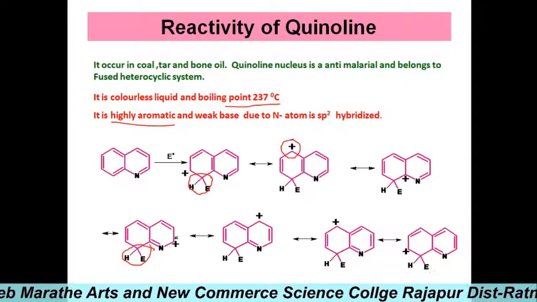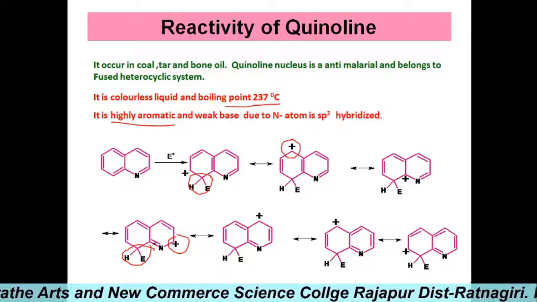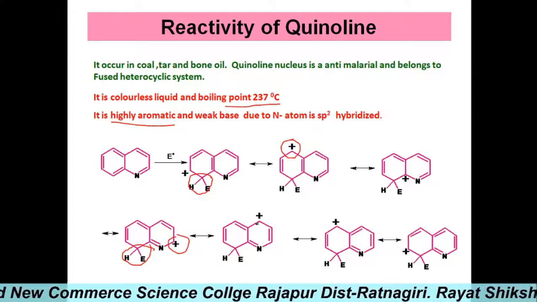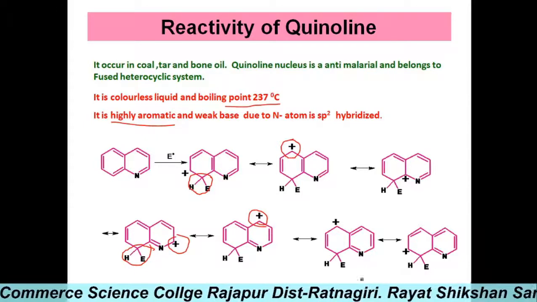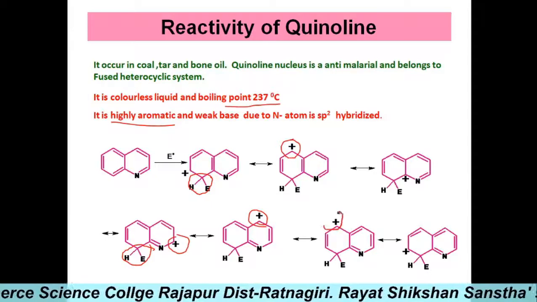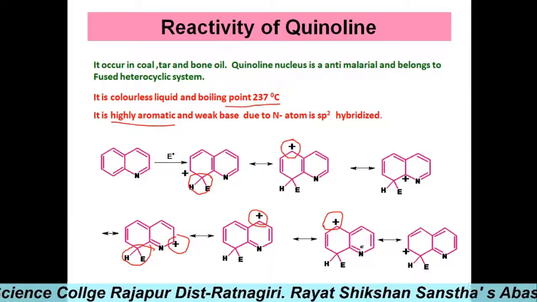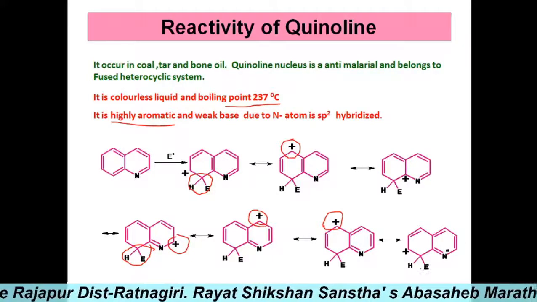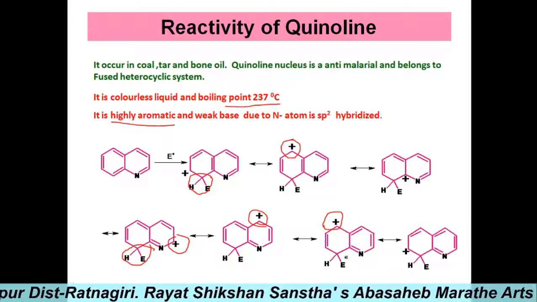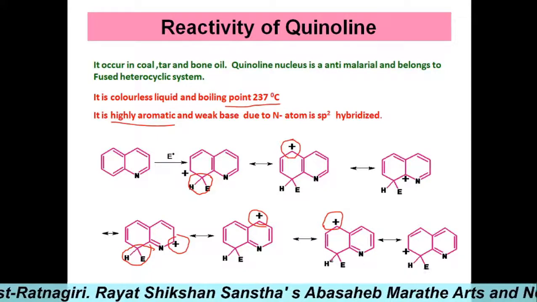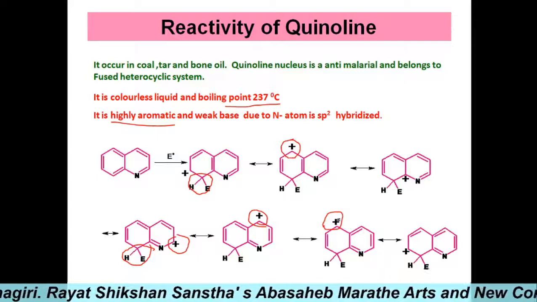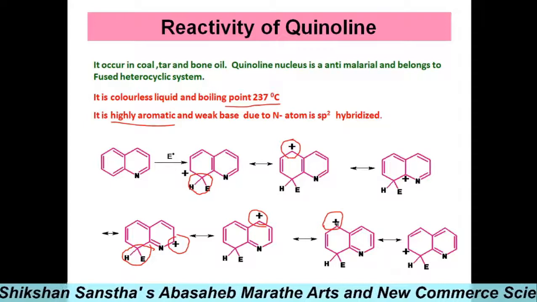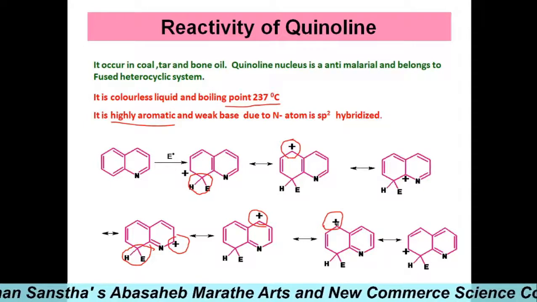At this position, the aromaticity of the pyridine ring is disturbed. At the fourth position, the aromaticity is also disturbed. But at the 5 and 8 positions, the aromaticity is retained. Therefore, electrophilic substitution takes place at the 8 and 5 positions in quinoline.